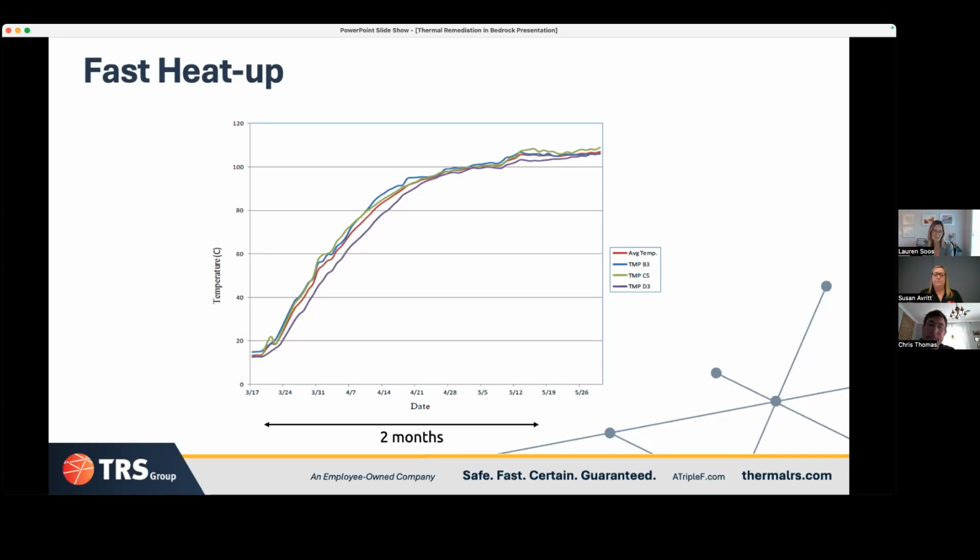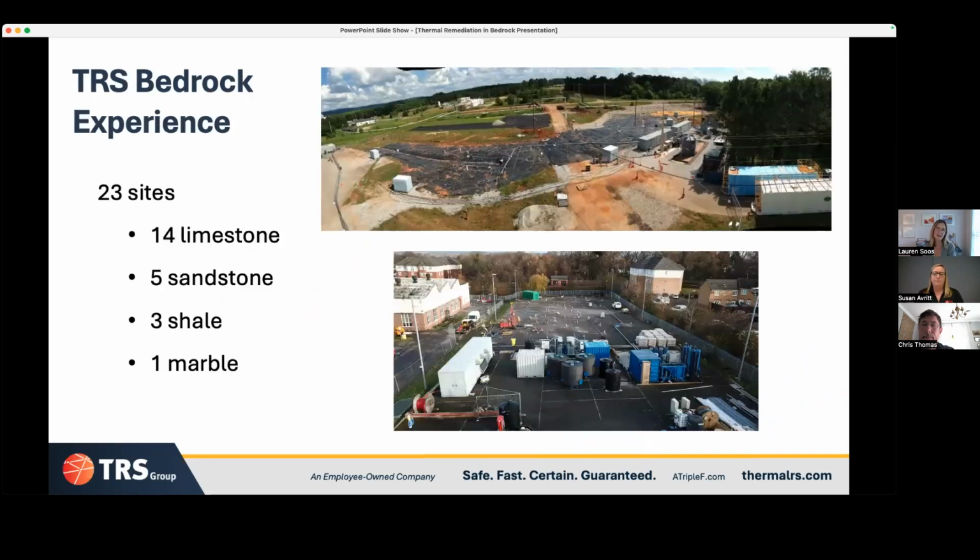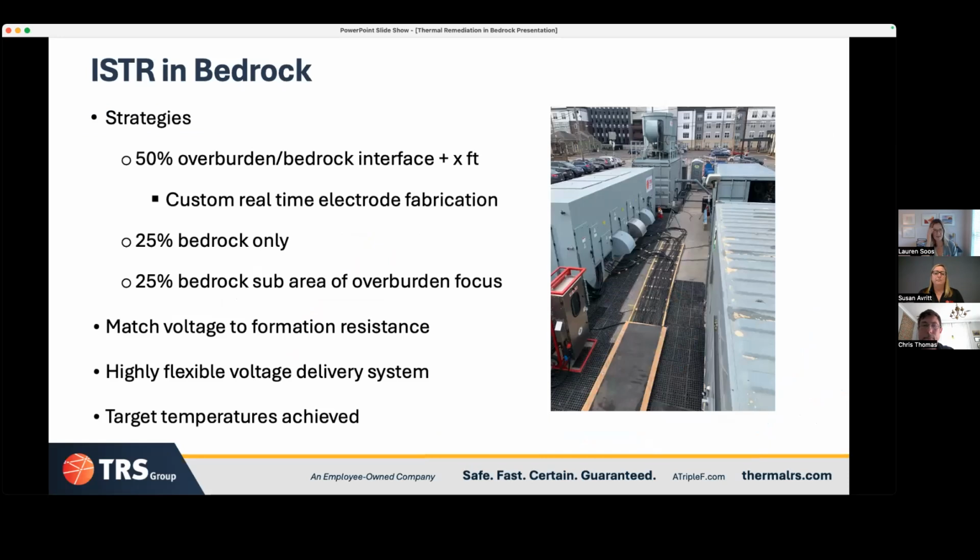Yeah, yeah. Thank you for making that point. Chris, I know that we have a ton of stories about our thermal sites, but we are also developing a lot of stories about our bedrock sites. Would you comment on how many bedrock remediations we've done and give the audience an idea of where in the subsurface we focus these efforts, deeper, shallower, in the fractures, etc.?